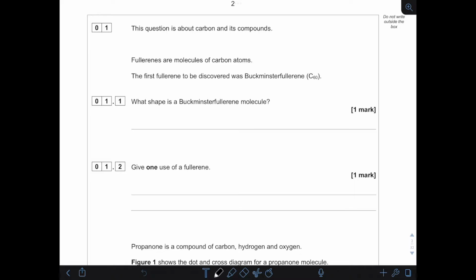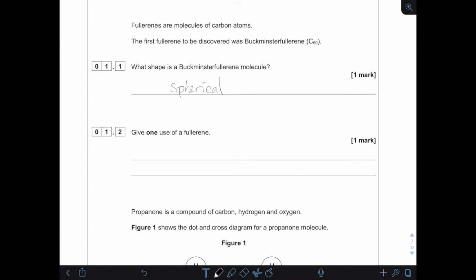But anyway, question 1 is about carbon compounds. So fullerenes are carbon compounds. What is the shape of Buckminster fullerene? So this one, if you've remembered from your lessons, hopefully your teacher has told you this. It should be spherical. They're called buckyballs for a reason, and I think the answer could be spherical, could be ball shaped. Football probably would be an edge case, but I'm not sure what the mark scheme wants from you, but that's that.